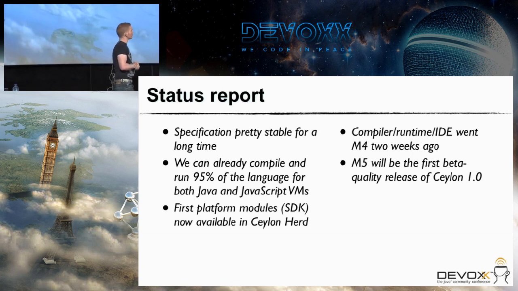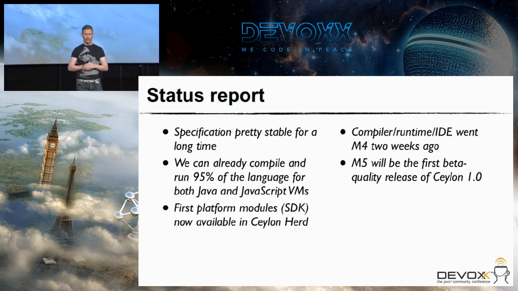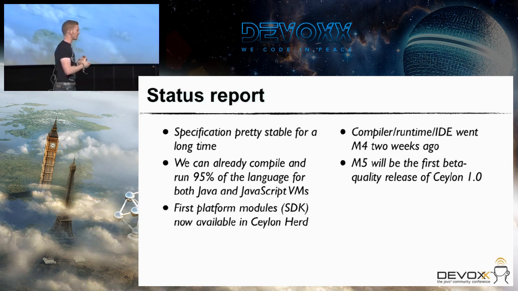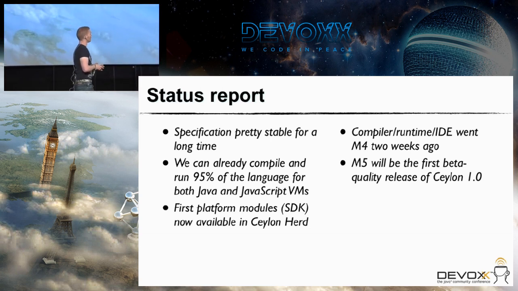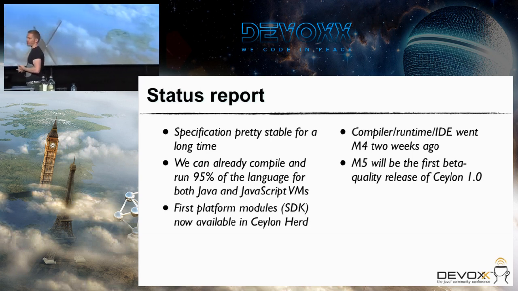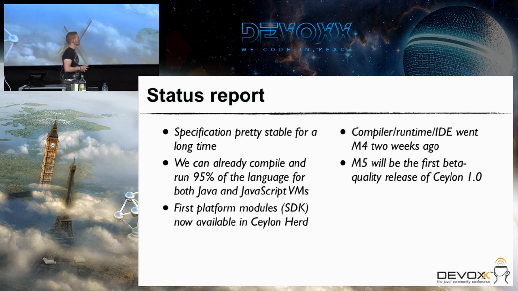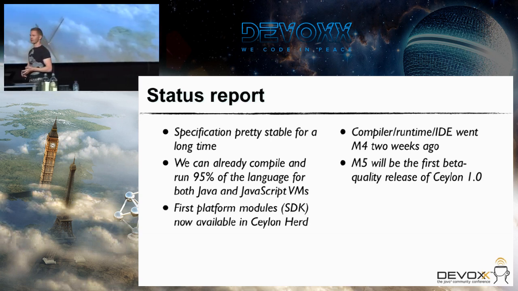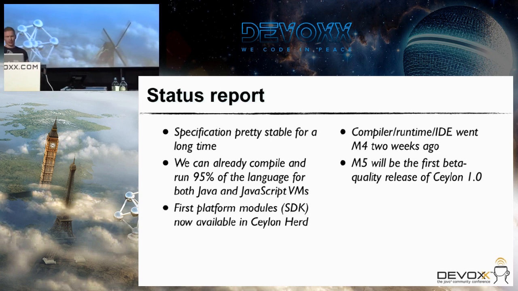The M4 release went out a couple of weeks ago, and we originally planned 5 milestone releases. The very next milestone release will be the feature complete implementation of the whole 1.0 language, so M5 will be simultaneously branded a beta. The first platform modules, or at least alpha versions of them, the first modules that form part of the SDK, are already available in the community module repository, which is called Ceylon Herd. All right.